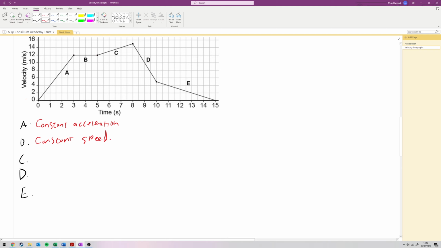Now I'm going to be writing "constant" a lot, but you need to know that if the line is straight, it is a constant speed or a constant velocity or a constant acceleration. C, again, this is a constant acceleration.